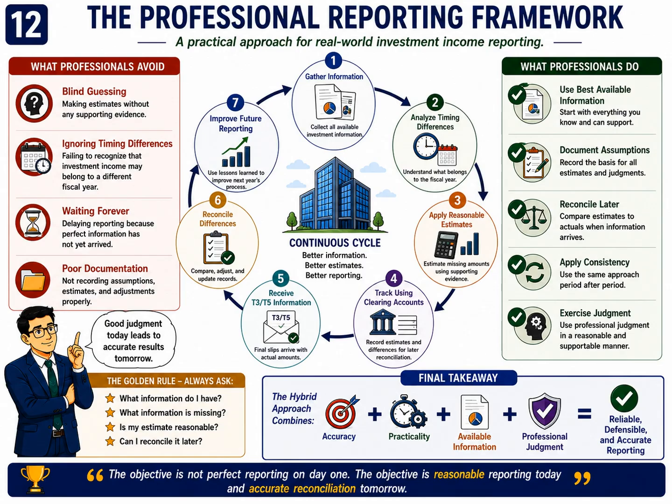Finally, let's look at the summary at the bottom of the slide. The hybrid approach combines 4 important elements: accuracy, practicality, available information, and professional judgment. When those elements work together, the result is reporting that is reliable, defensible, and increasingly accurate over time. And that brings us to the most important lesson of this entire topic. The objective is not perfect reporting on day 1. The objective is reasonable reporting today and accurate reconciliation tomorrow.